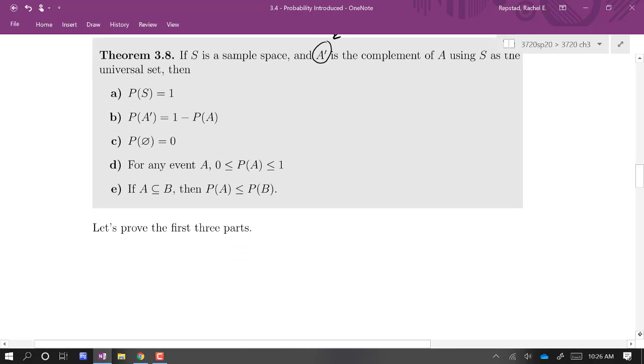The following are true. So the first is that P of S is equal to 1, the probability of the sample space itself. This is actually almost proves itself. Probability of S, by definition, is the size of S over the size of S, and that definitely has to be equal to 1.